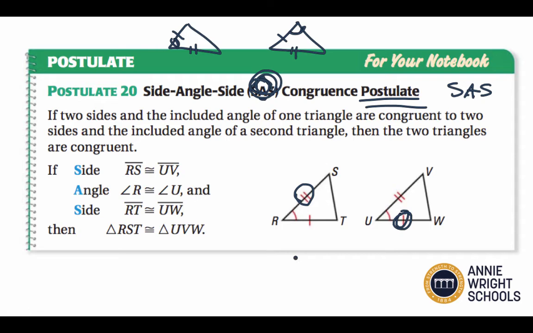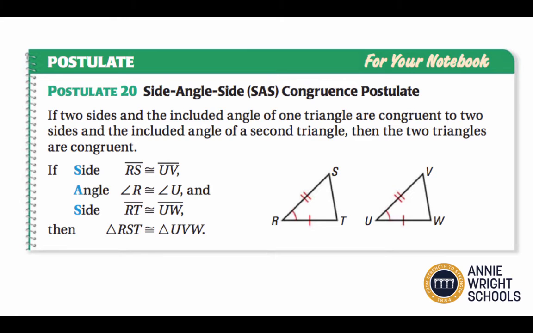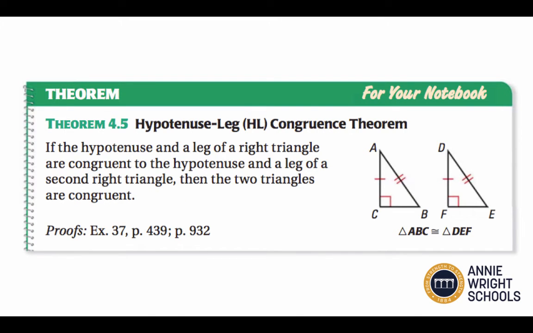Gotta have that. Now, the next theorem, and it is a theorem, can only be used with right triangles because they are the only triangles that have hypotenuse and legs. This one says if you have the hypotenuse of one triangle congruent to the hypotenuse of another right triangle, and the side here is congruent to the side here, then we know the two triangles are congruent.